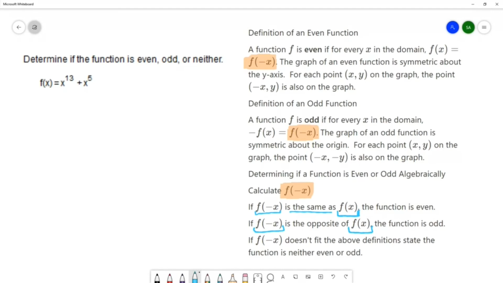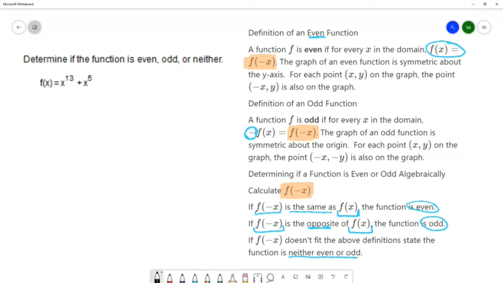So if it comes out to be the same, that is fitting the definition of an even function. And if it comes out to be the opposite, see this negative here is the opposite, that's fitting the definition of odd. And if it doesn't fit either of those patterns, then we say neither even nor odd. So that's the process that we're going to go through.